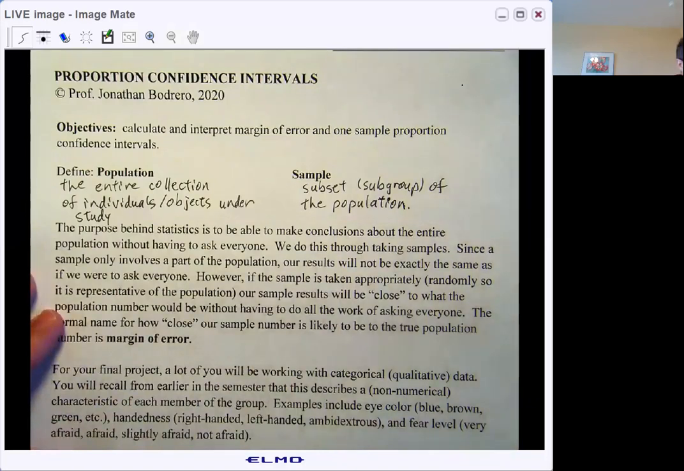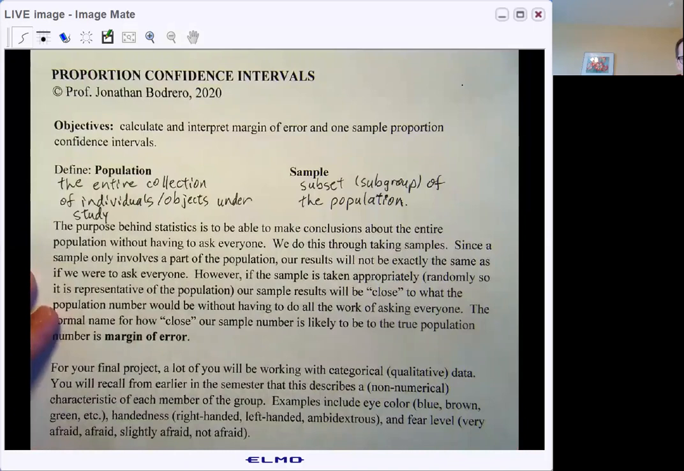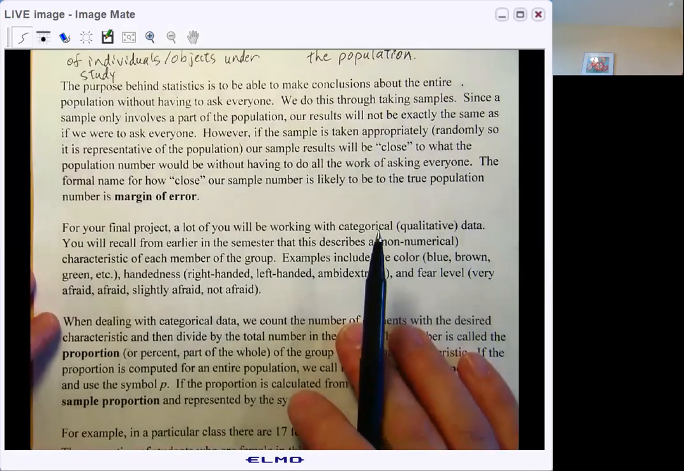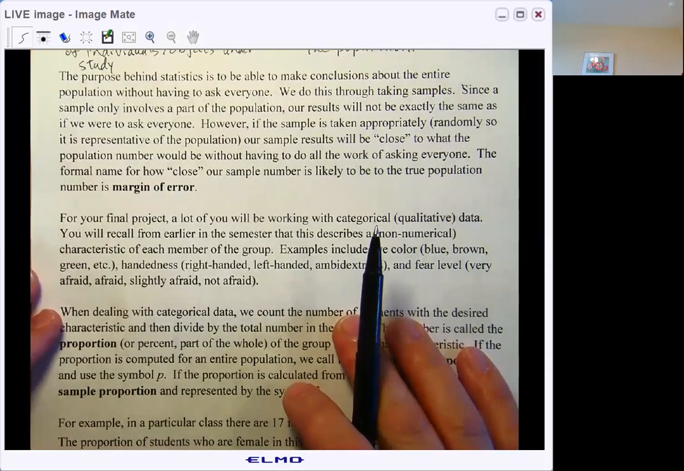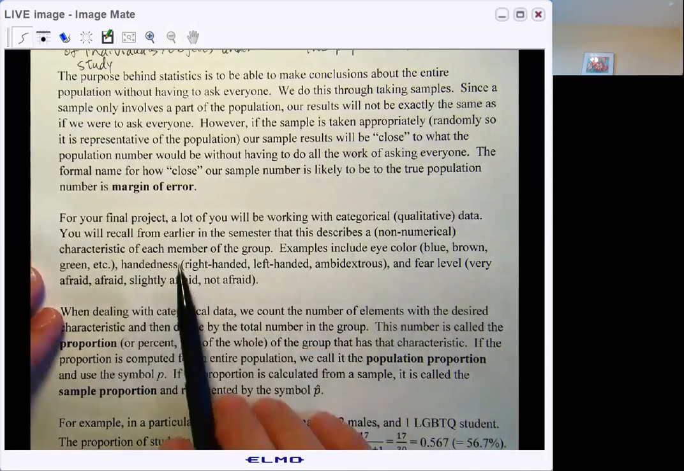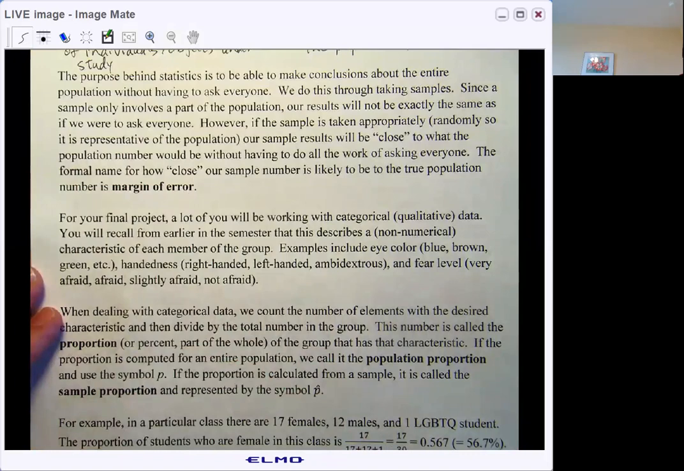Since a sample only involves a part of the population, our results will not be exactly the same as if we were to ask everyone. However, they will be pretty close as long as our sample is taken randomly. So the formal name for how close we are, if you've had a statistics class, you've learned about the margin of error. How close our sample number is likely to be to the true population number. For your final project in this class, a lot of you will be working with categorical, aka qualitative data.